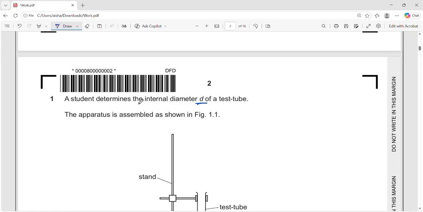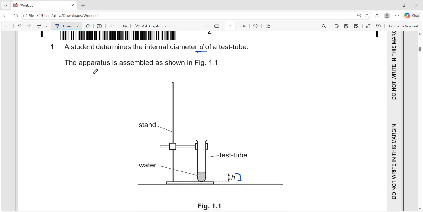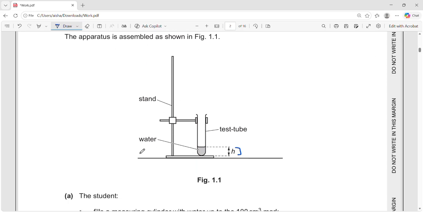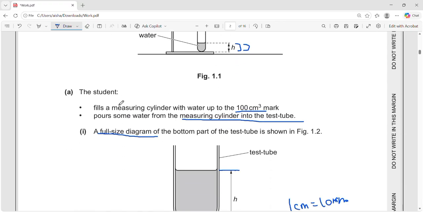Okay, a student determines the internal diameter d of a test tube. The apparatus is assembled as shown in figure 1.1. So there's the stand, there's the water, there's a test tube, and then there's this h over here which we have to figure out. The student fills a measuring cylinder with water up to the 100 centimeter cube mark. He pours some water from the measuring cylinder into the test tube. Let's say the student is like Jack. Okay, let's take a really niche name. Jack pours some water from the measuring cylinder into the test tube.